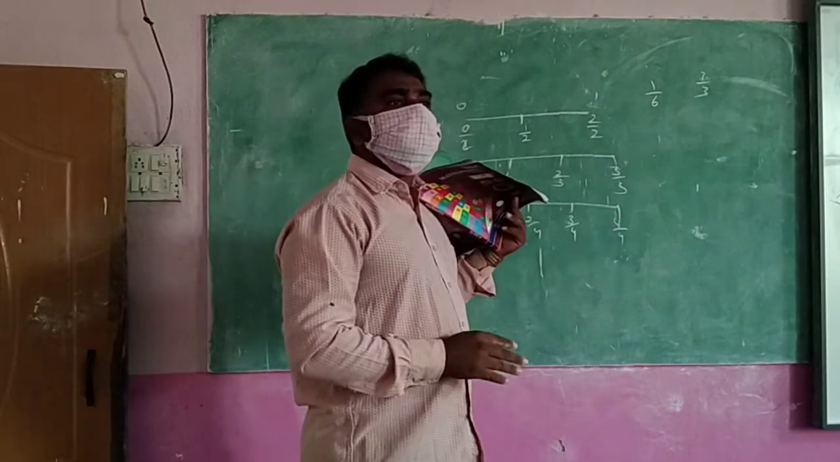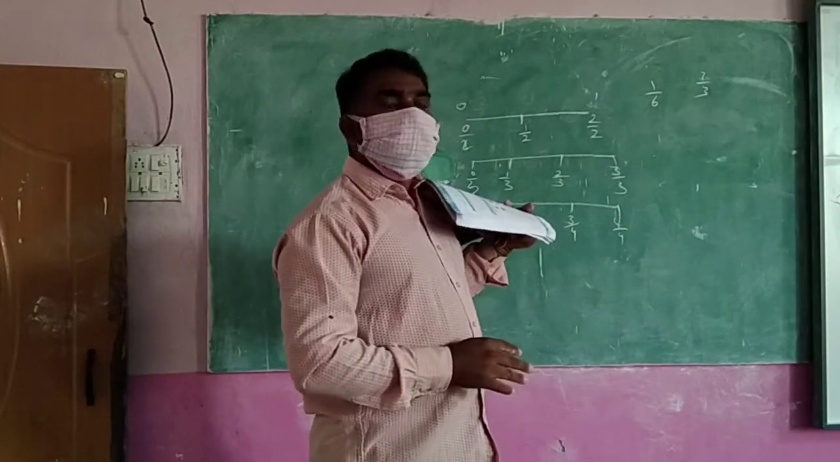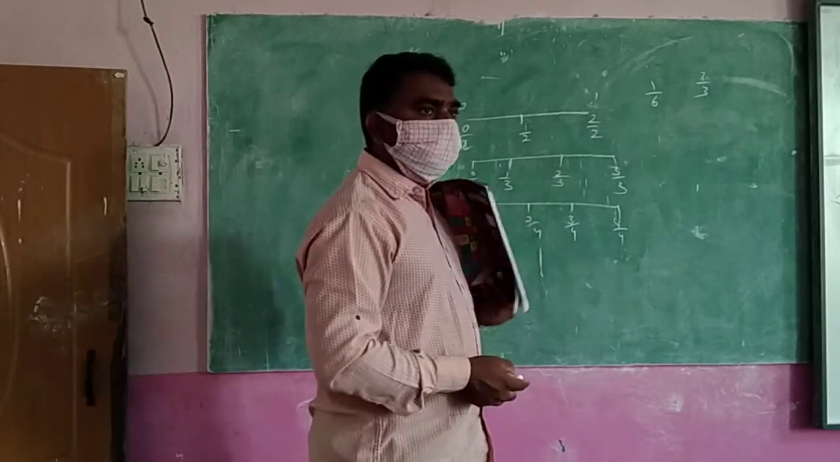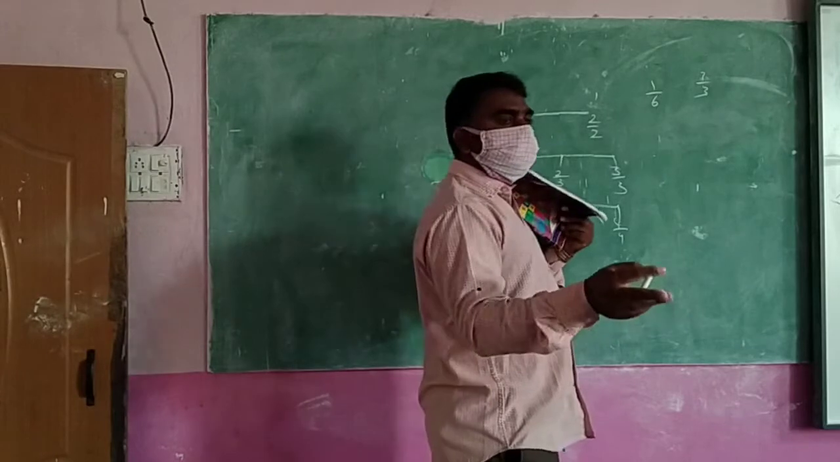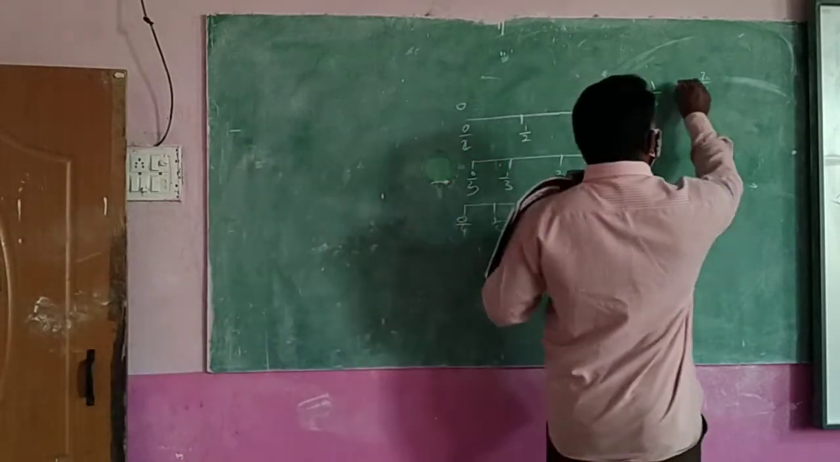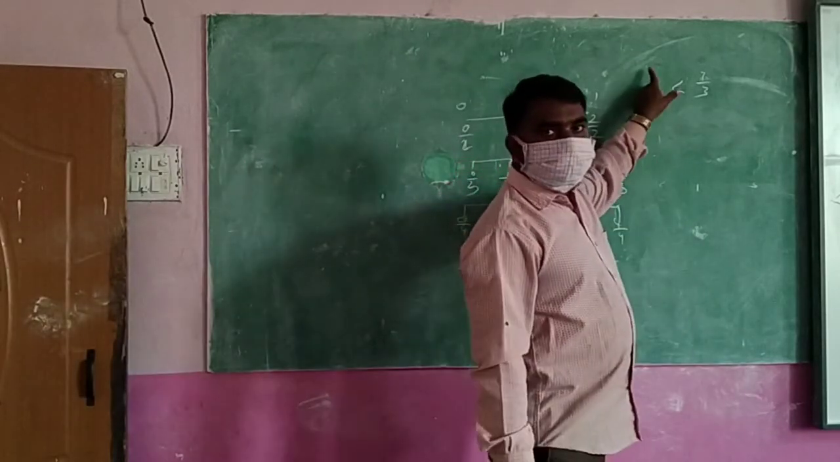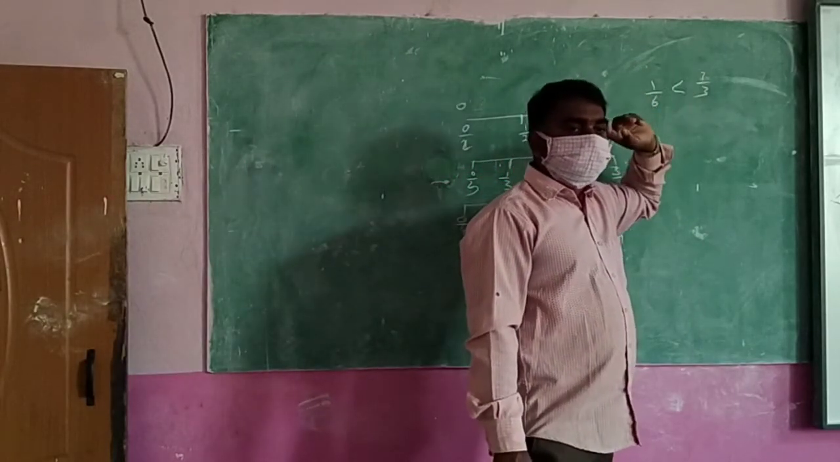Which is smaller, which is bigger? 1 by 6. You know on the number line, which is left hand side, that is smaller, which is right hand side, that is bigger. So here, 1 by 6 is smaller, no? Then how do you show the symbol? Yes or no? 1 by 6 is smaller than 1 by 3.